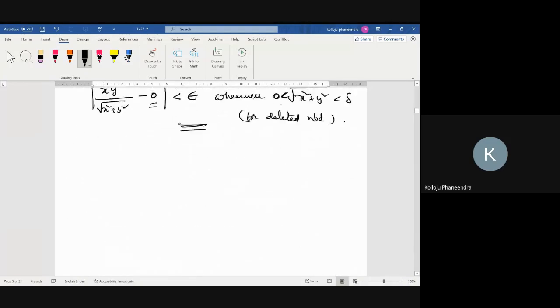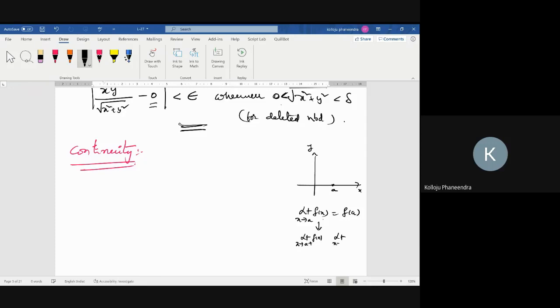Next one. Let me take the definition of continuity. Generally, continuity means what? See, in intermediate, this is the x-axis, this is the y-axis, and this is the point A. What is the definition of a continuous function? Limit of f of x as x tends to A is equal to f of A. If this is true, then f of x is said to be continuous at point A. Now to evaluate this, we have to consider the right limit and left limit, x tends to A minus. Both left and right limits must be the same and both must be equal to f of A.